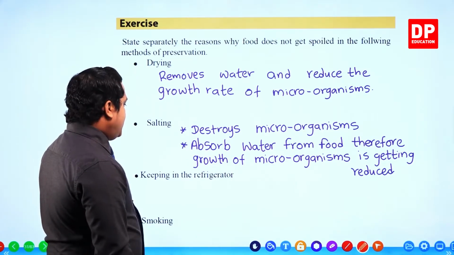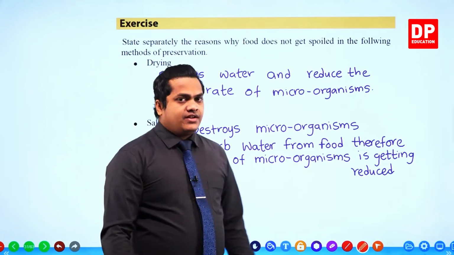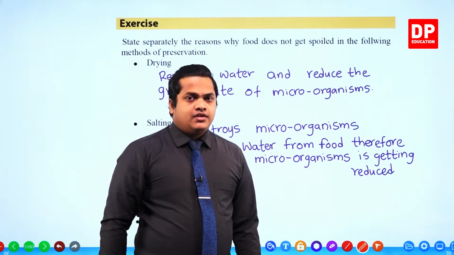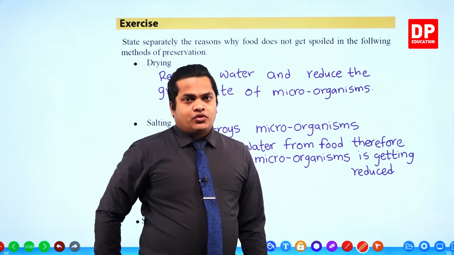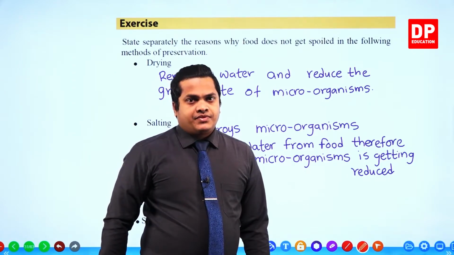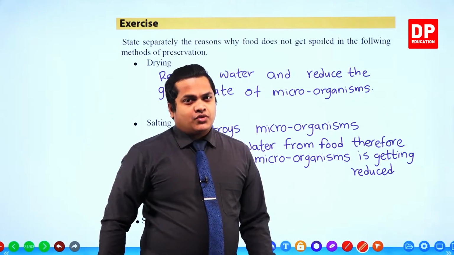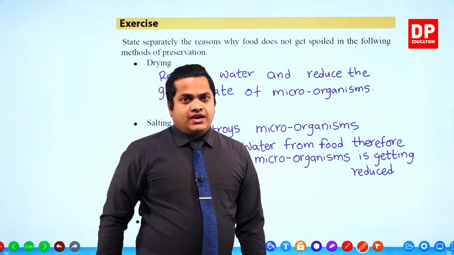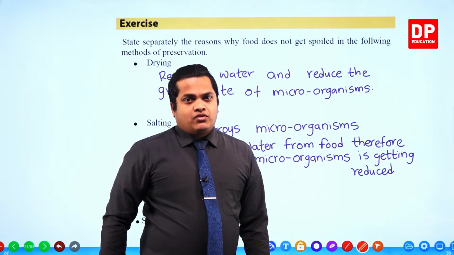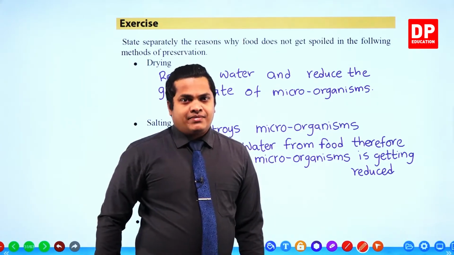Then the next one, keeping in the refrigerator. By keeping food in a refrigerator, my dear children, we are controlling the favorable temperature for the growth of microorganisms, right? By minimizing the temperature, we are not giving a suitable temperature for the growth of microorganisms. So by that way, we can preserve food, as the growth of microorganisms is getting decelerated because of unfavorable temperature.